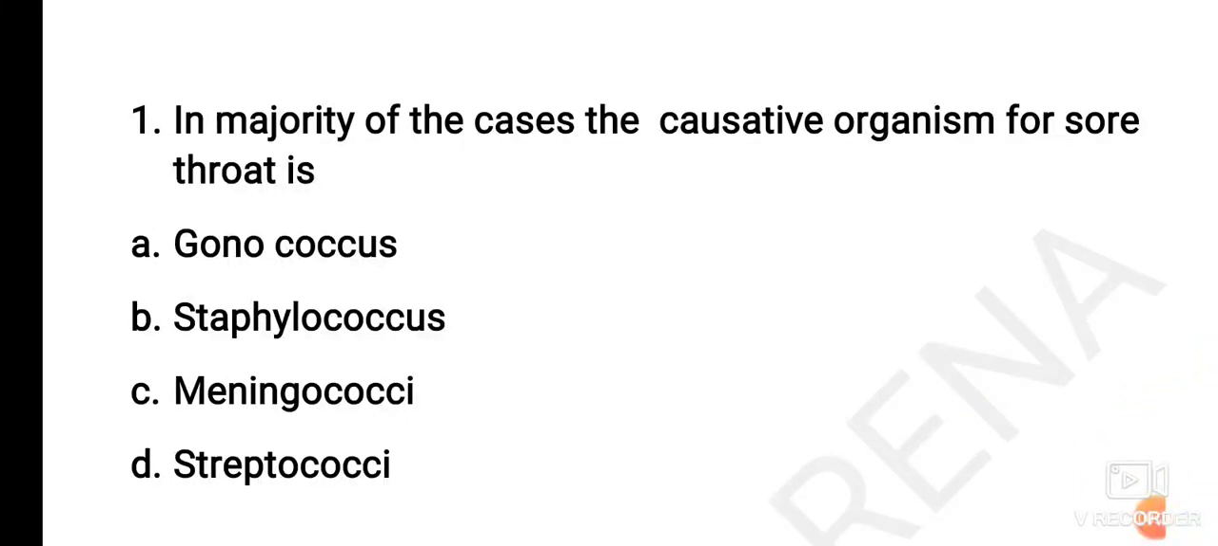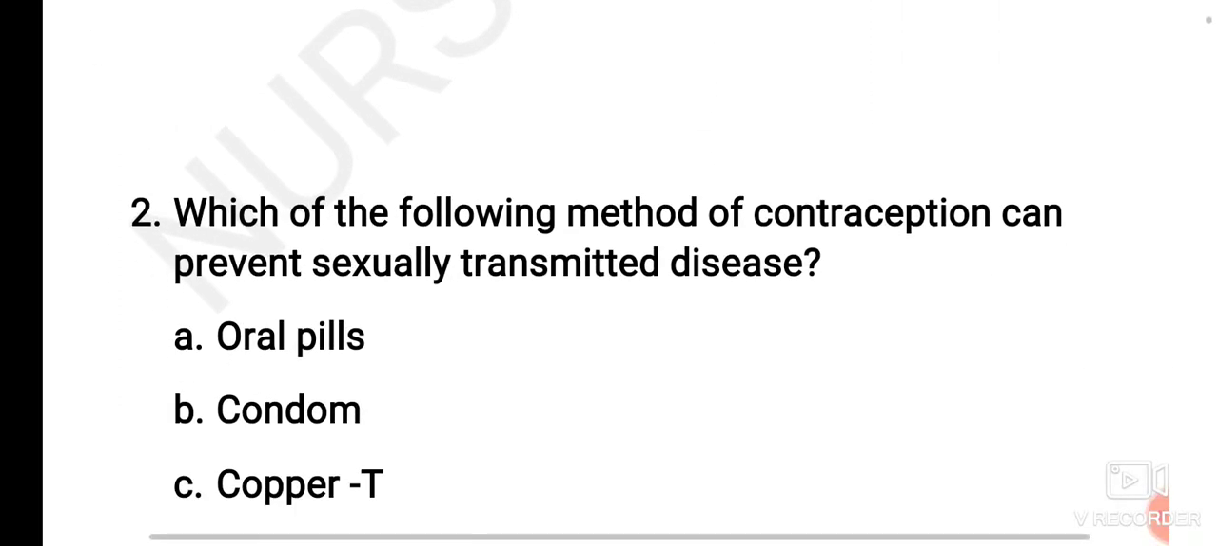First question. In majority of the cases, the causative organism for sore throat is gonococcus, staphylococcus, meningococci or streptococci. The causative organism for sore throat is streptococci. Next question.